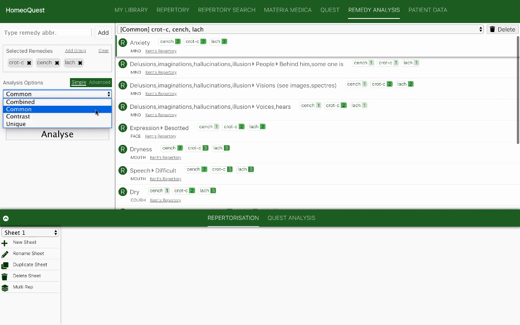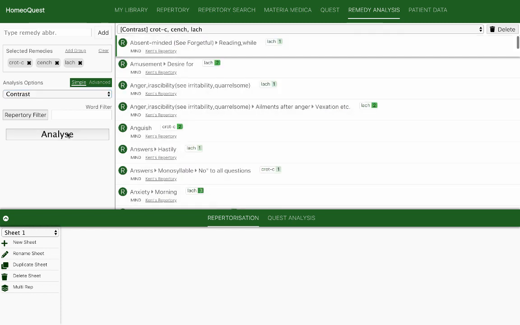Now another very important analysis option that I use along with the common aspect is the contrasting. Now, as you realize, in common, you get the symptoms that are common to all three snakes. All right. Now, in the contrasting option, you're going to get symptoms that are present in one but not in the other two. So you get the fine tuning. And this is a wonderful tool for me to now make a decision on what to prescribe for this lady. Okay. So let's use the contrasting option and see what happens.